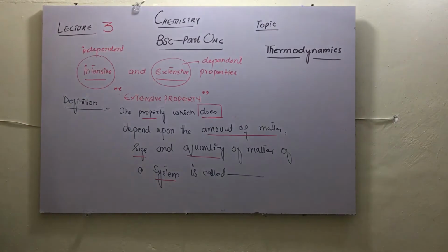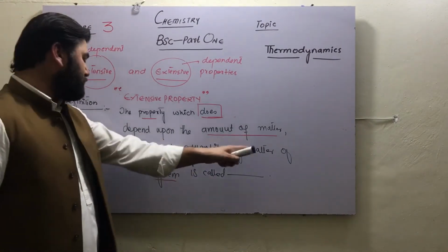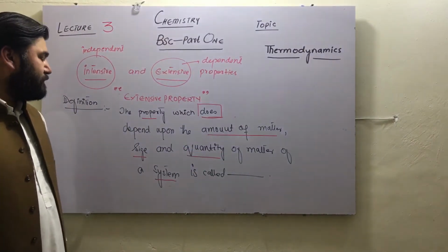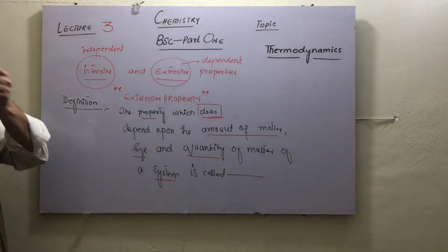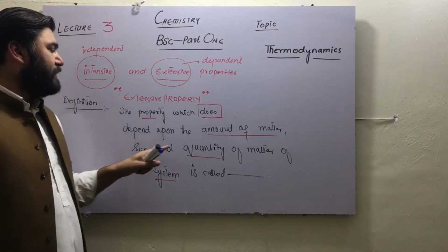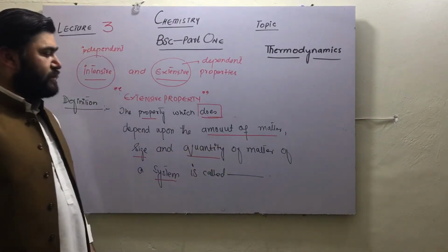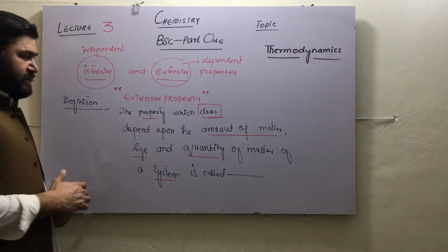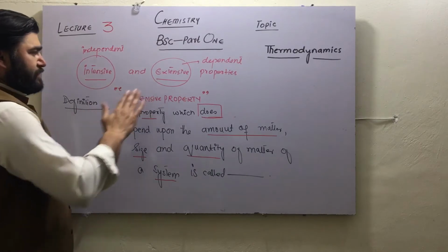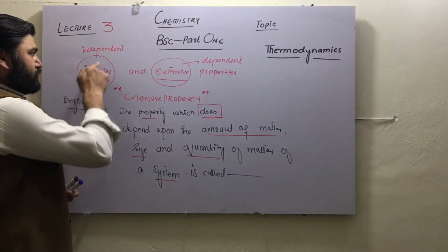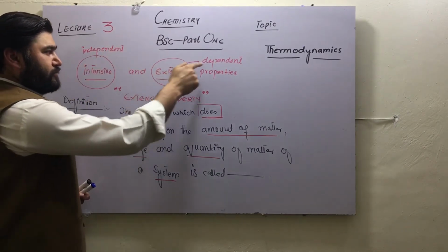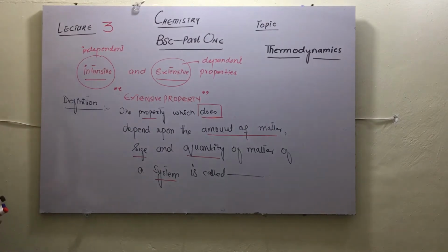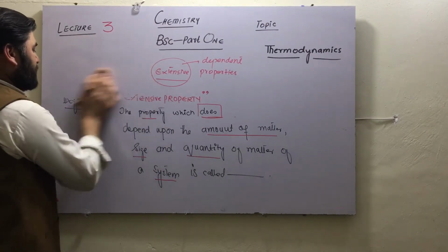Intensive property is independent of amount of matter, size and quantity of matter of a system, while extensive property is dependent upon the amount of matter, size and quantity of matter of a system. So that's why there is a small difference between the definitions of extensive and intensive property. Intensive is totally independent, extensive is totally dependent. So let's compare them with each other, then you will get a better idea.